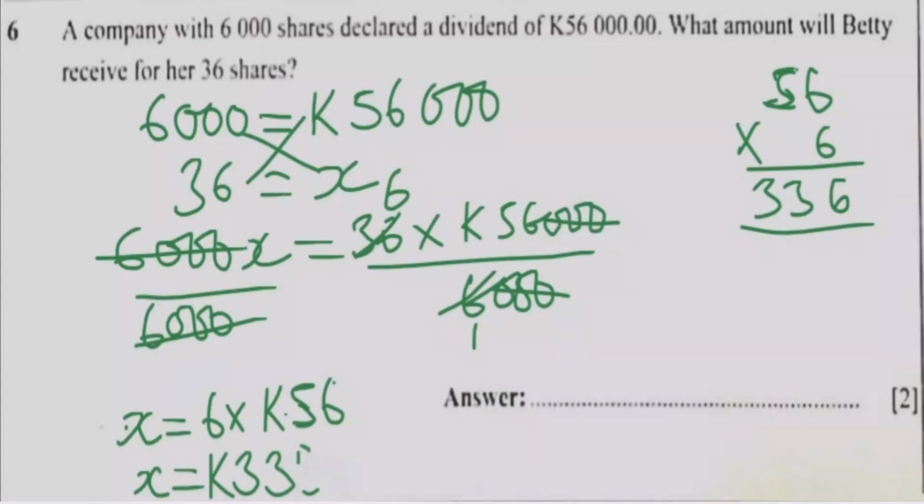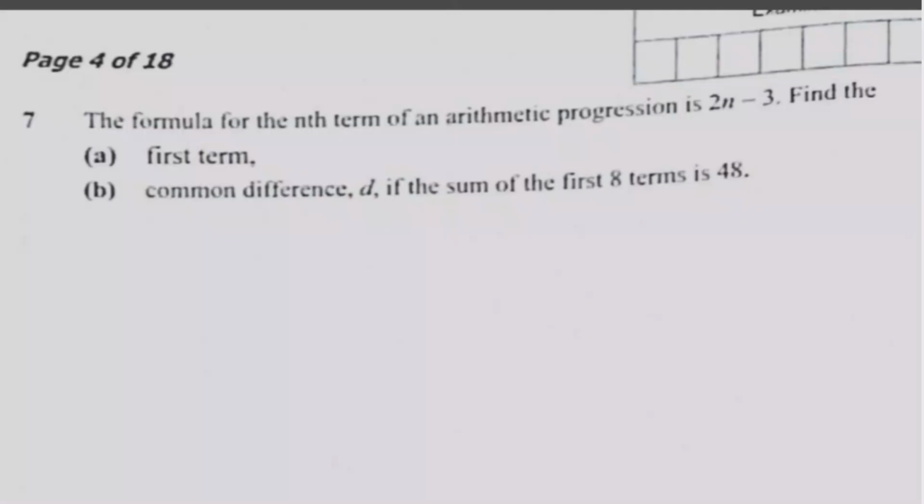that BET will get, 336. So here where it's written answer, I'm going to write 336 kwacha. Okay, so if you have got questions, you can ask in the comment section, but basically this is how we go about this question.